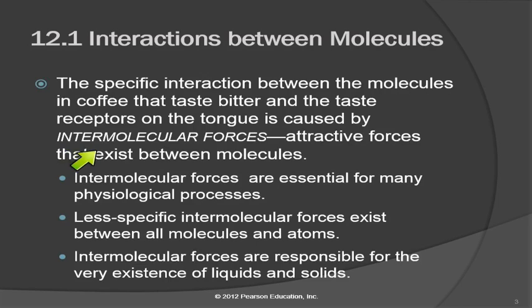So if we look at this word, we see that chemists are doing it again. We're using prefixes. Inter means between. Intermolecular. So between-molecule forces is what these are. They're forces between the molecules. And these types of forces are essential for life to exist.